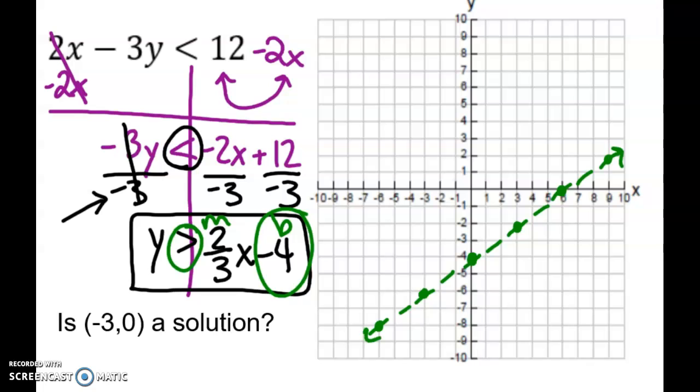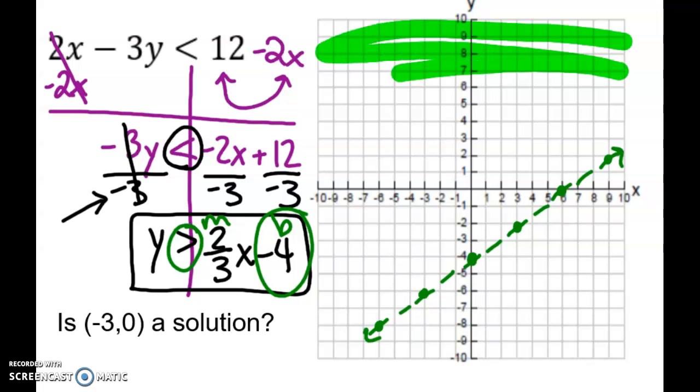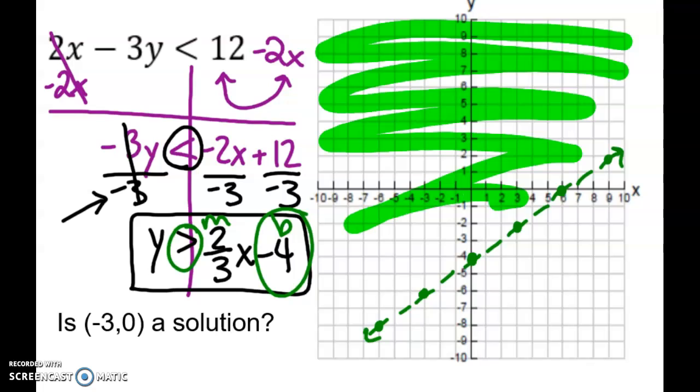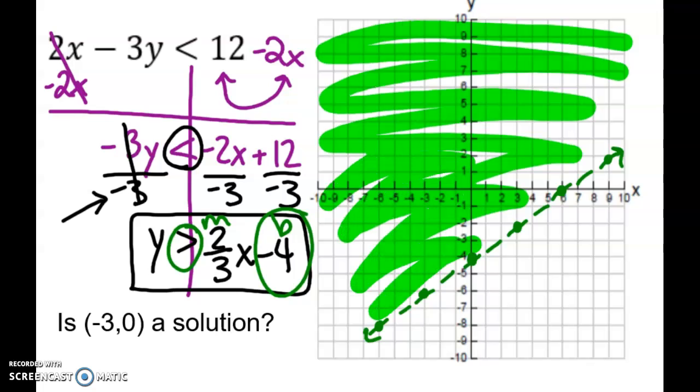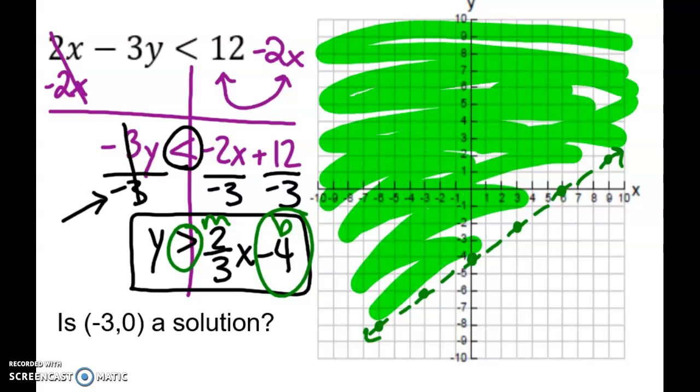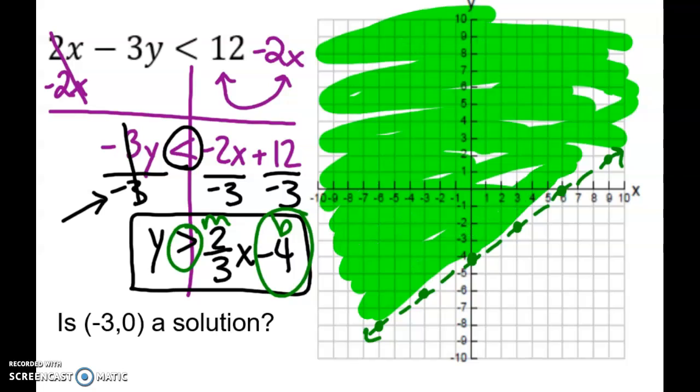Now we have to decide where are we going to shade. Are we going to shade above or are we going to shade below? Since this is a greater than symbol, now instead of a less than, which is what it was originally, greater than means shade above. So I'm shading every bit above that line.